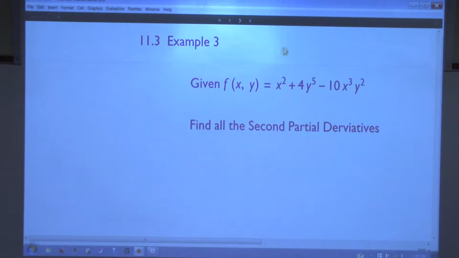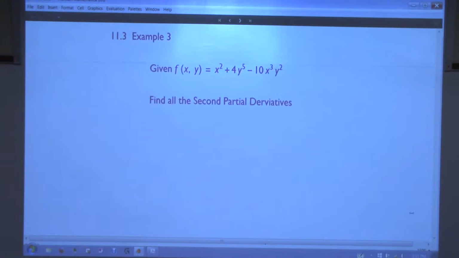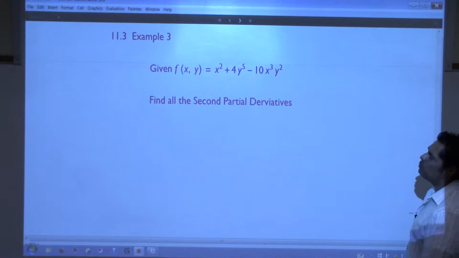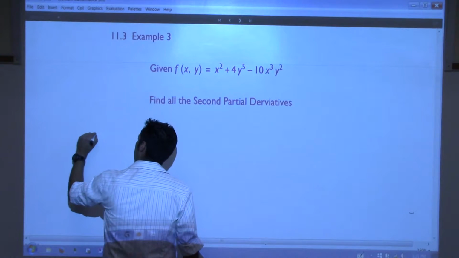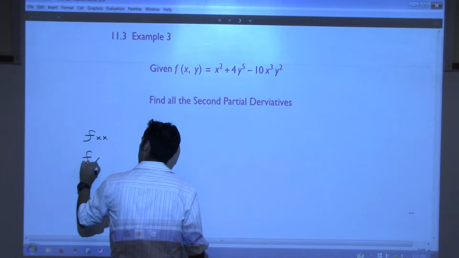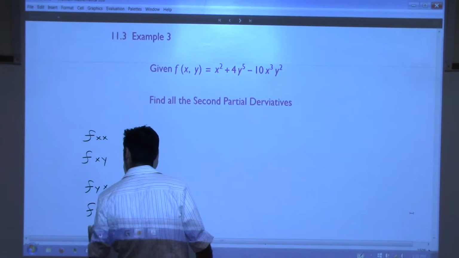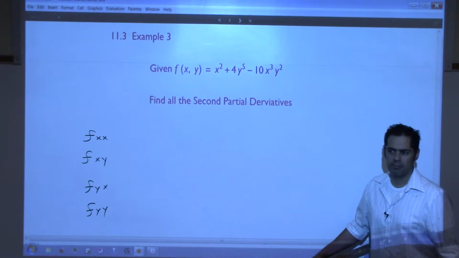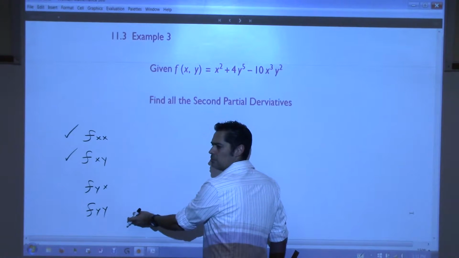Find all second partial derivatives. So they're asking us for 4 different derivatives here, aren't they? I'm not going to do all 4. It'll take me too long. So I'm just going to do 2 of them. Let's do fxx. The other ones we could do are fxy, fyx, and fyy. I'll do these 2, and then I'll leave the others for you. Is that okay?